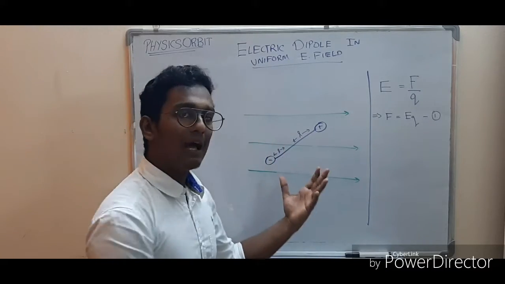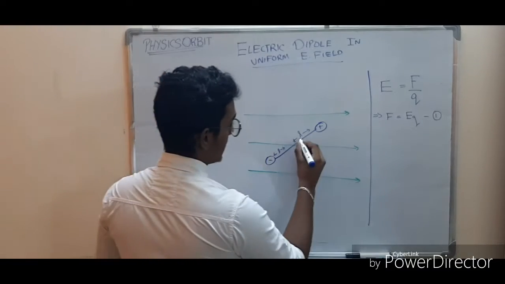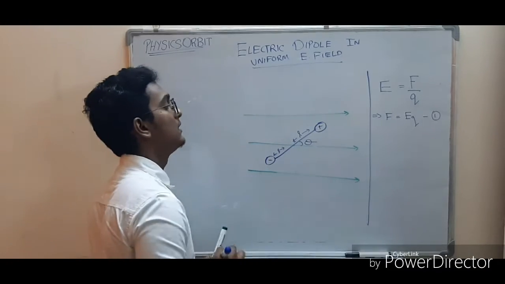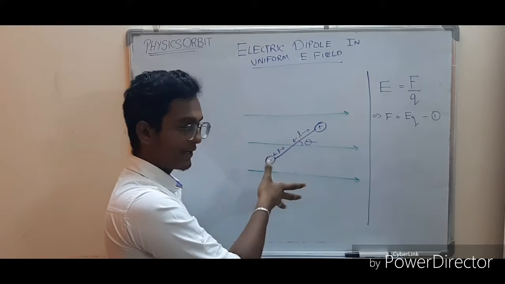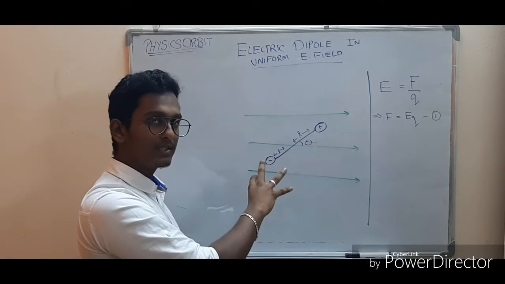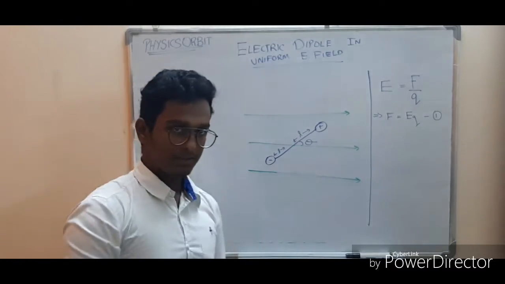So what do you think will happen to this dipole at any instant if you place it in this way? And let this angle be theta. Will the dipole rotate in the clockwise direction, or will it rotate in the anti-clockwise direction, or will it move forward, backward, upward, down? What do you think is going to happen?